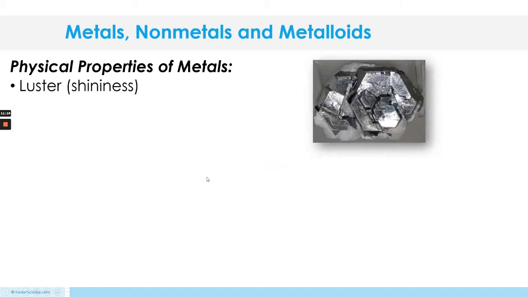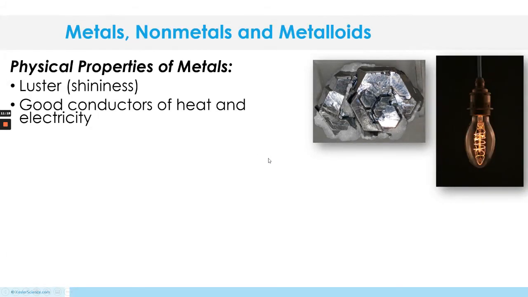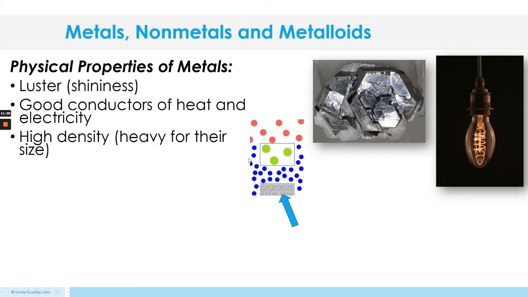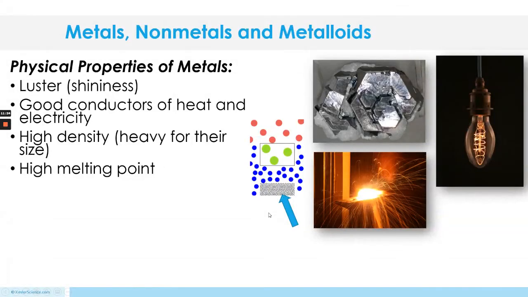Physical properties of metal: they have luster, so they're shiny. They're good conductors of heat and electricity. They're high density, so they're heavy for their size. They have a high melting point, so it takes a lot of heat to melt them.